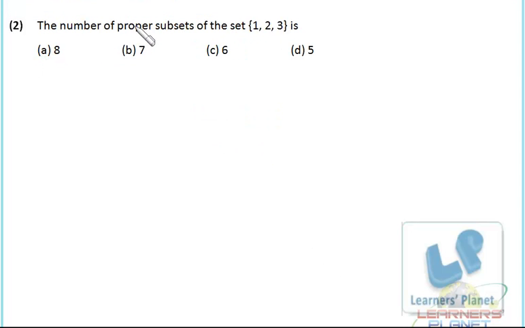Now this question: the number of proper subsets of this particular set, 1, 2, 3. Now in the last session I gave you the direct formula to find out the number of subsets. So the number of subsets will be 2 raised to n. Here n is 3, there are 3 elements, so it is 2 cube, that's 8. So there are 8 subsets.